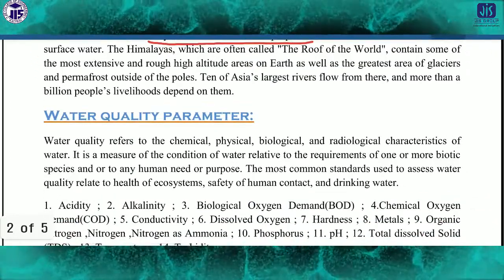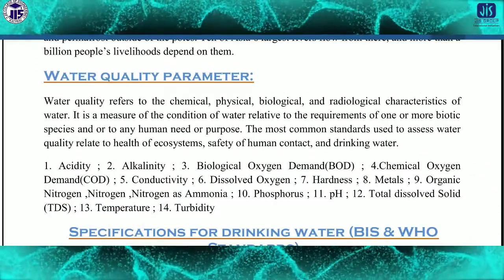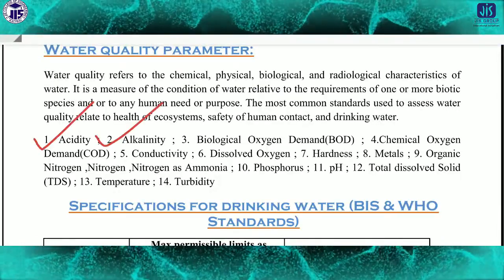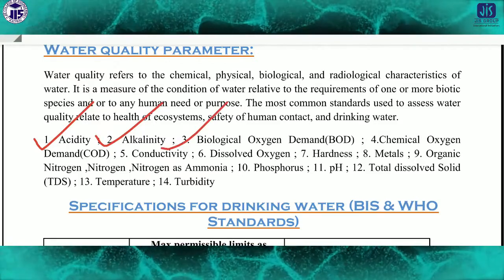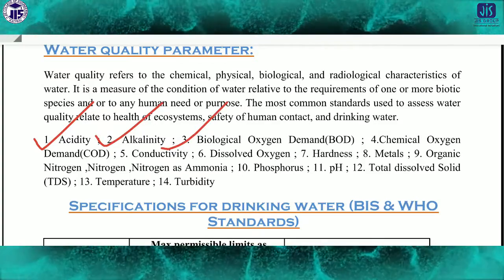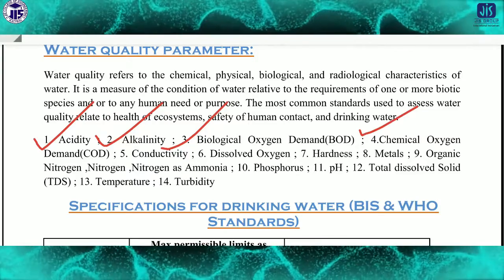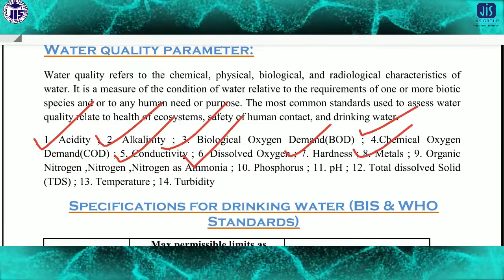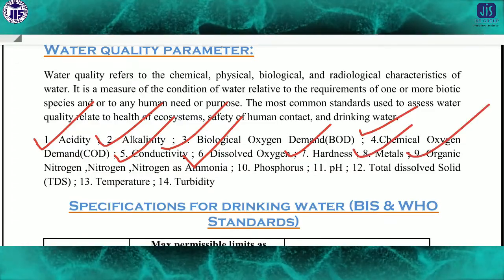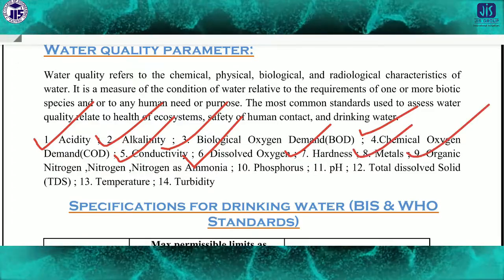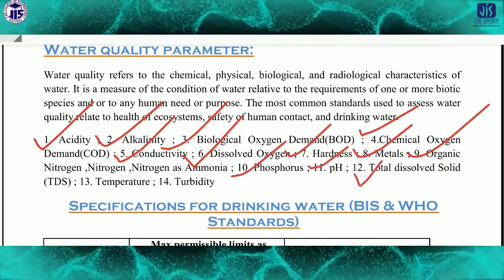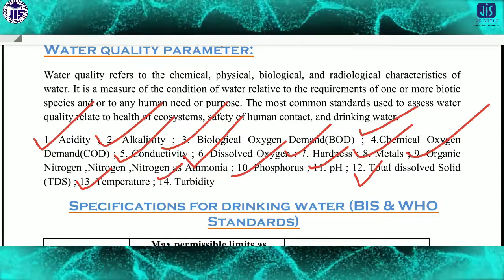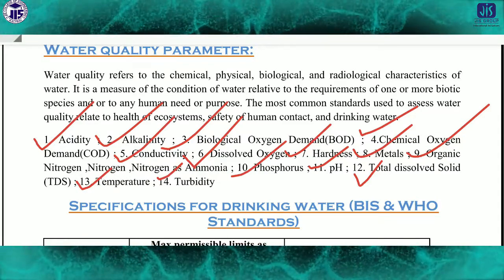Now come to the point of water quality parameters. There are several water quality parameters, starting from acidity, alkalinity, biological oxygen demand, which we will discuss in the next class, chemical oxygen demand, conductivity, dissolved oxygen, hardness, metal, organic nitrogen, nitrogen ammonia, phosphorus, pH, total dissolved solids, temperature, turbidity. So look, there are 14 types of water quality parameters.